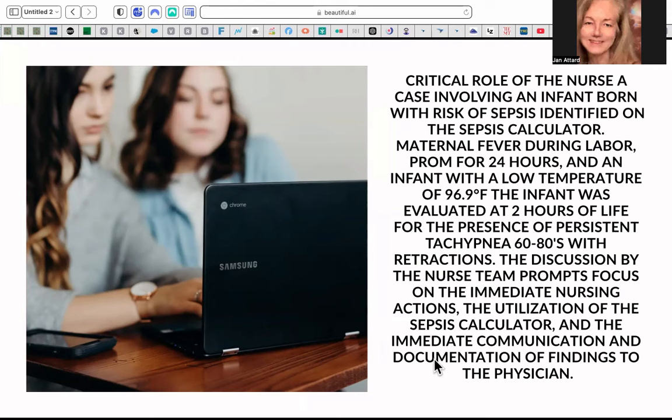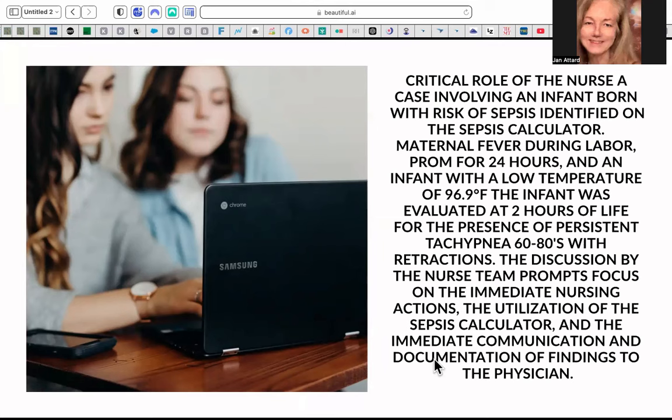So, first of all, what would these young nurses do? Well, we would definitely warm up this baby. This baby is way too cold. Doesn't need to be in the room. Needs to be under a warmer, okay? Needs to be reported to the doctor. We need to check the sugar. Is this baby not eating?